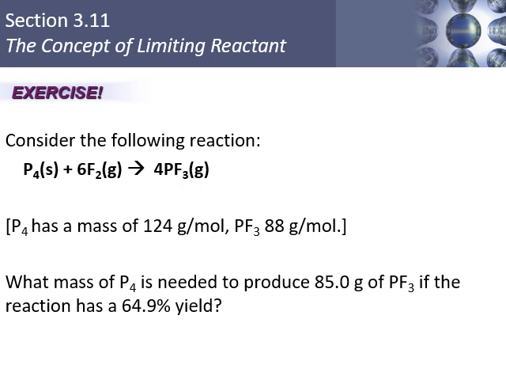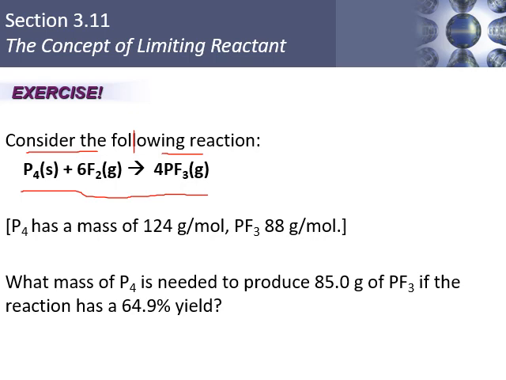So we have P4 plus 6F2, and I'm just going to look at this real quick and make sure it's balanced, and it is. So here's our reaction. P4 plus 6F2 gives 4PF3, where these are the products over on the right-hand side of the arrow. Here's the arrow, and these are the reactants. And we want to know how much mass of P4 would we have to make 85 grams of PF3 if the reaction has a 64.9% yield.